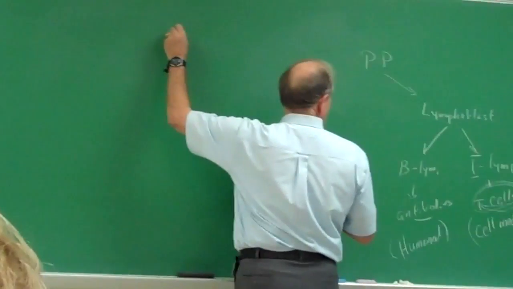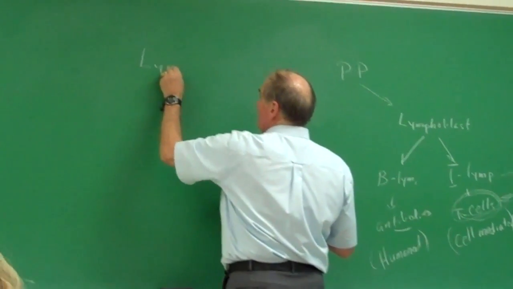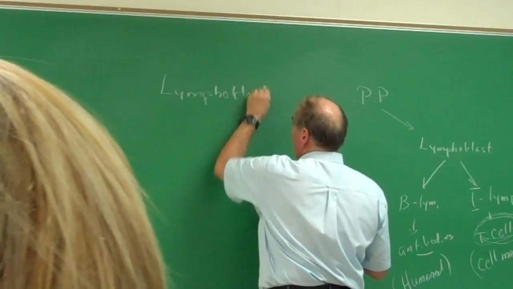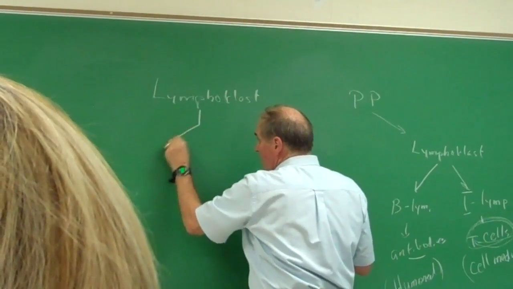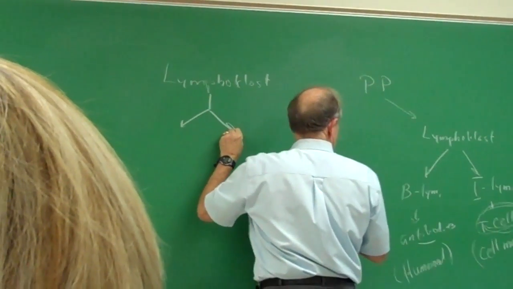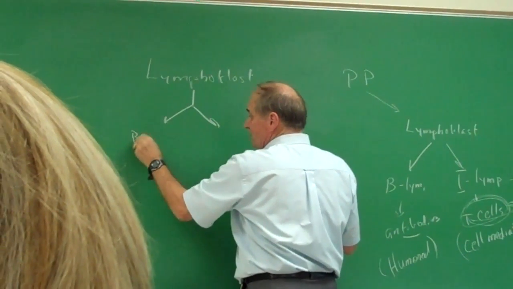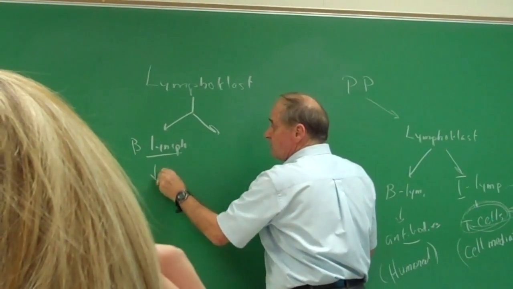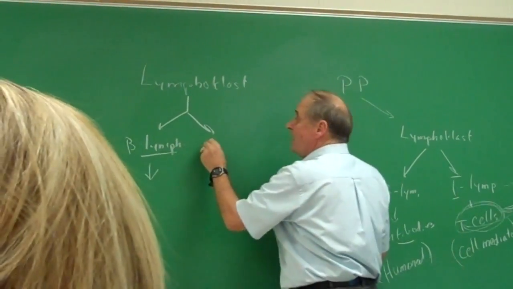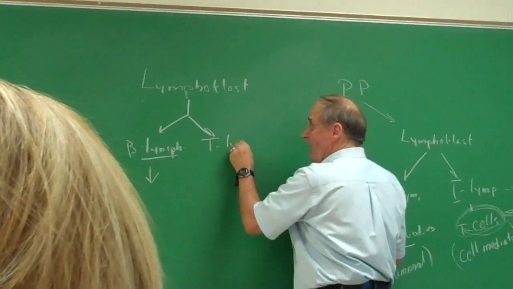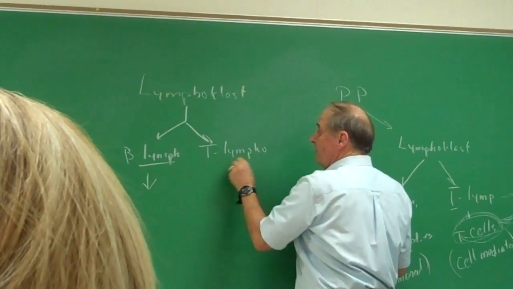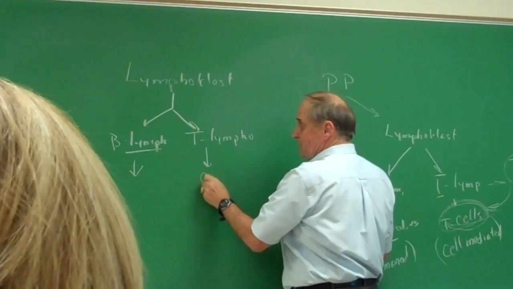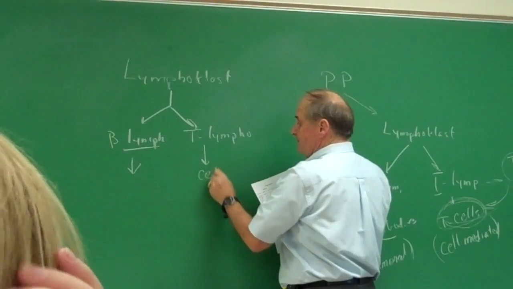We've got the lymphoblast, L-Y-M-P-H-O-B-L-A-S-T, lymphoblast. Right here, we've got the B lymphocyte, and just make sure you know that's humoral immunity. Here we've got the T lymphocyte, responsible for cell-mediated immunity.